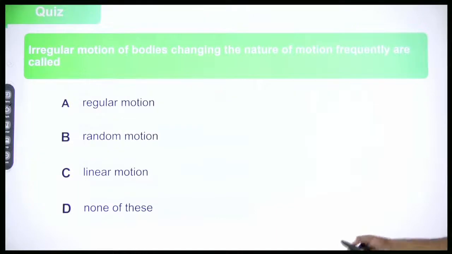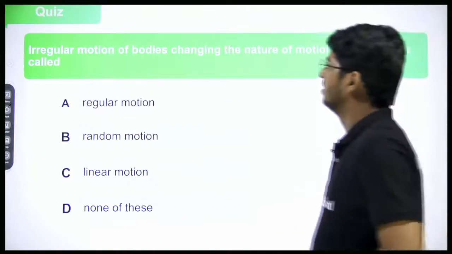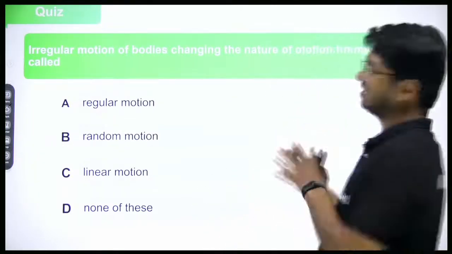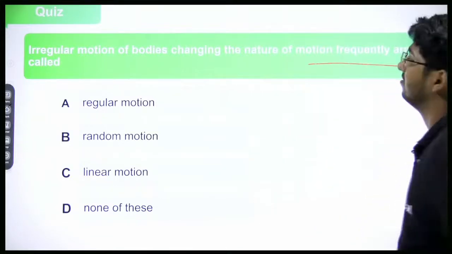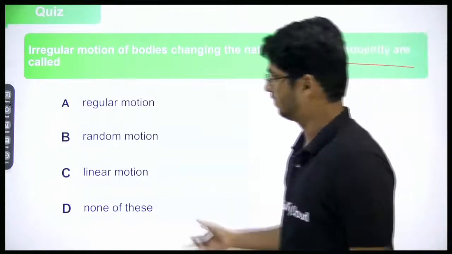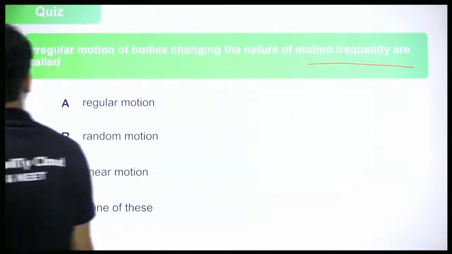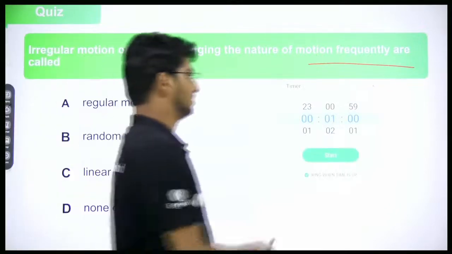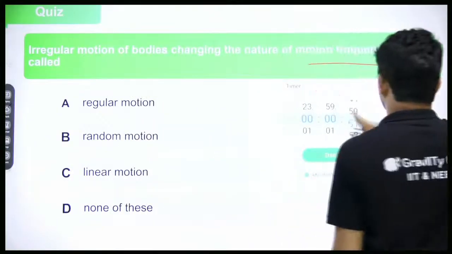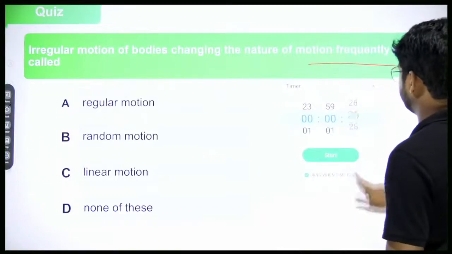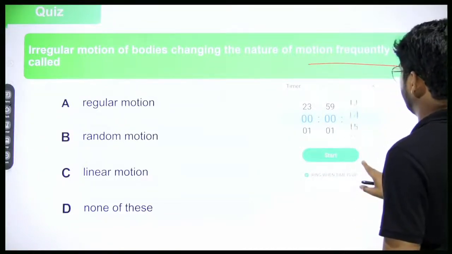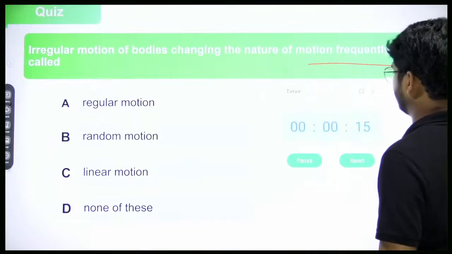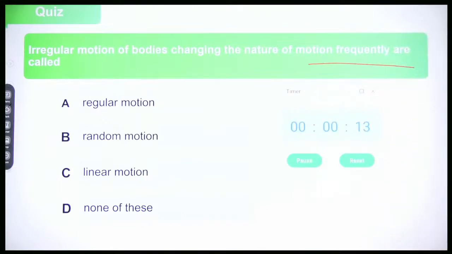I think this could be the final question. Let's see. So irregular motion of bodies changing the nature of motion frequently are called as what? Options: regular motion, random motion, linear motion, or none of this. A very simple one, very quick. Let us take only 15 seconds now. 15 seconds should be enough, yes? So I'll give 15 seconds of time with no bell now. So what is that going to be?